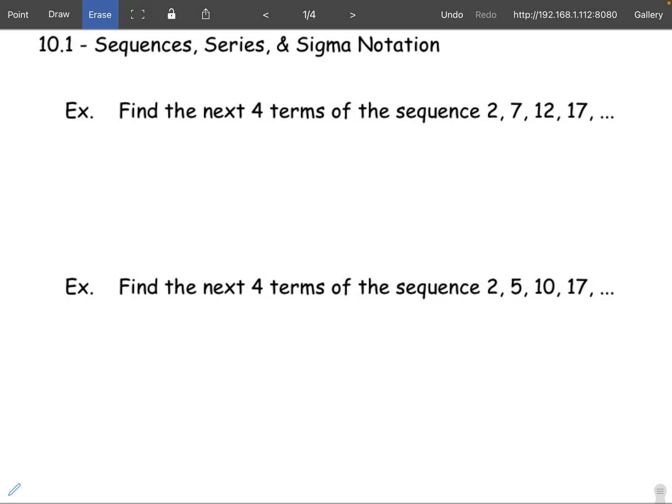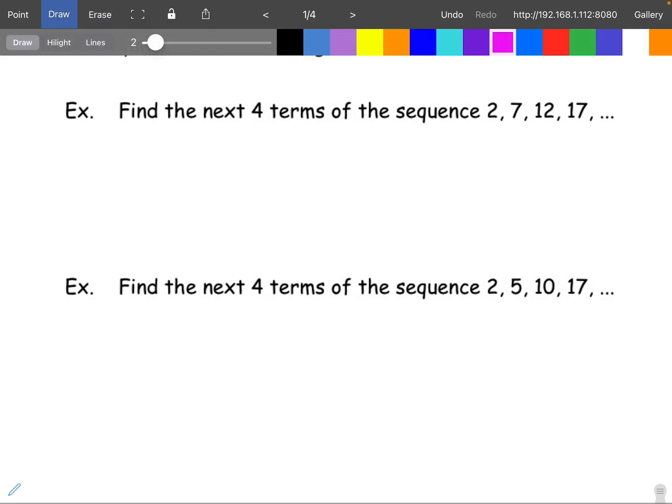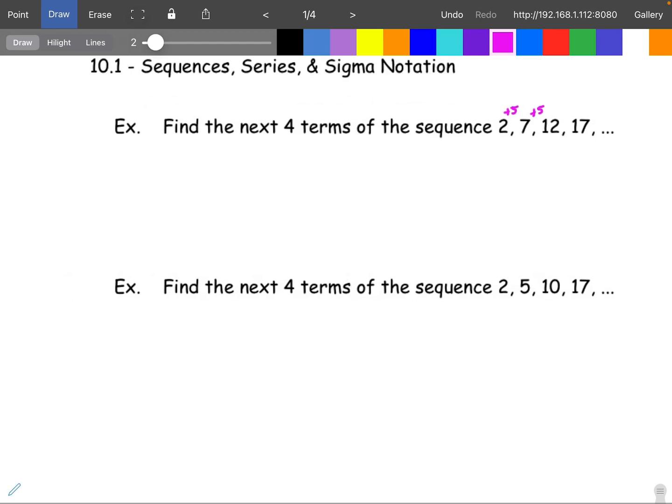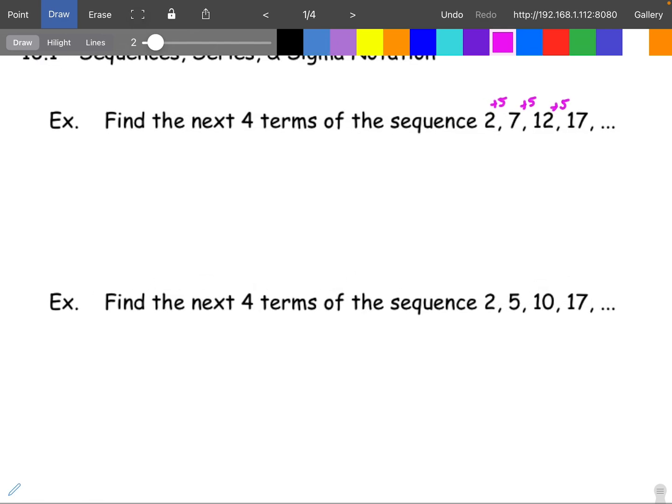So what you're looking for is your pattern. What's the change in the numbers? If we look at these numbers, we can see that 2 plus 5 would give me 7, 7 plus 5 would give me 12, and 12 plus 5 would give me 17. So it stands to reason that we're going to continue to add 5.